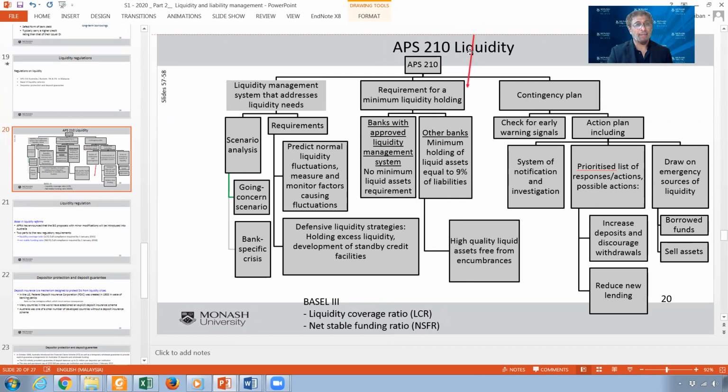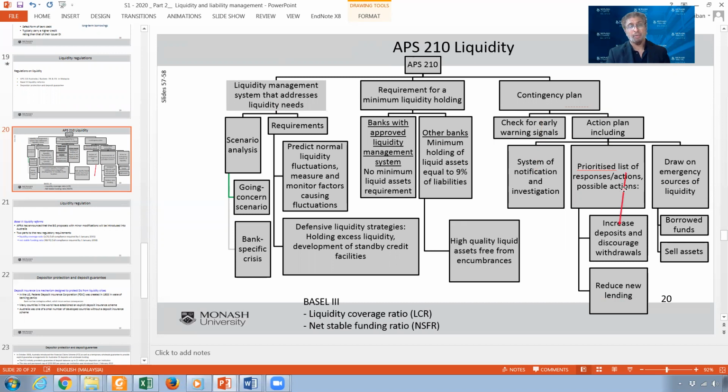In this country, we have the buckets, but here is a more extensive regulation for liquidity. And they tell the banks, look, you have to have liquidity management systems that build scenarios, address the going concern scenario, and predict normal liquidity. So they know that you have a very concrete system to manage your liquidity. And this system also has to take into consideration the contingency plans, so they know that the system is accurate and effective.